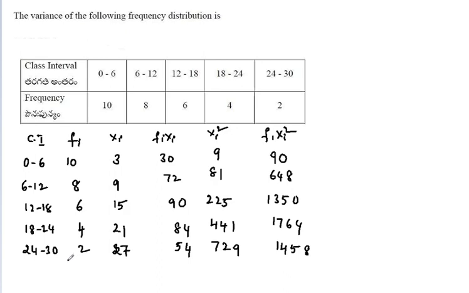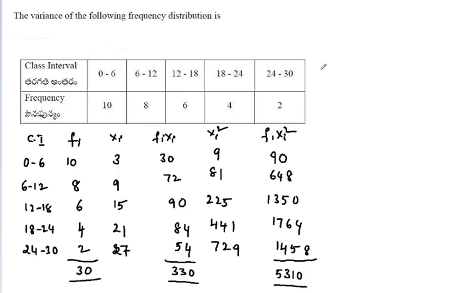So it is sigma Fi. So find the sum of this, sigma Fi, that is 10 plus 8, 18 plus 6, 24, plus 4, 28, plus 2, 30. This is sigma Fi is 30. And sigma Fi xi, this value is 30, 72, 102 plus 90, 192. 192 plus 84 plus 54, that is 330. This value is sigma Fi xi. Now you find the total of Fi into xi square. So add all these. That is 5310. This is the value of sigma Fi xi square.